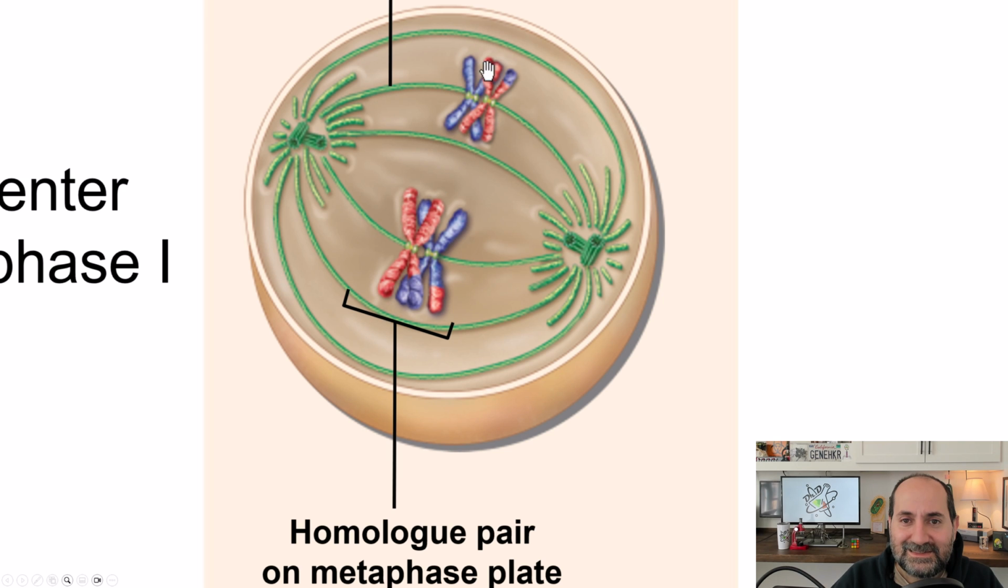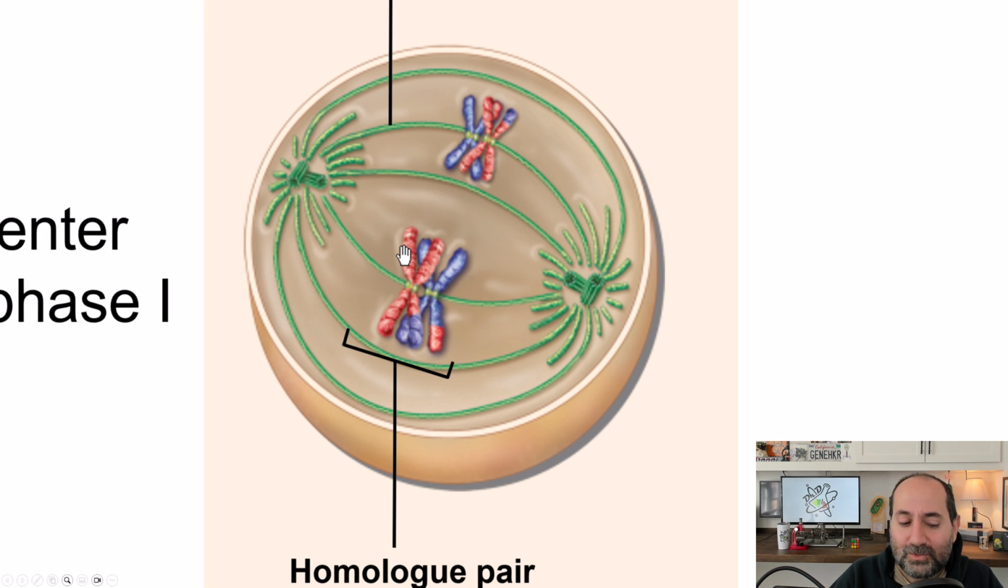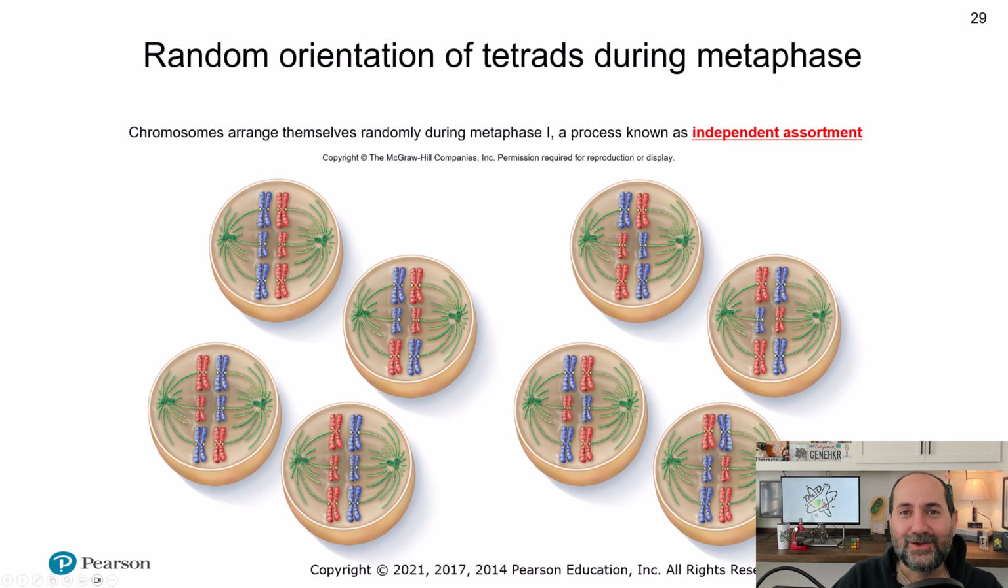And it's these tetrads that line up down the center of the cell. But there's a little more to it than that. So let me give you a little more detail about what's going on and exactly how they're lining up at the center of the cell, because that's important to understand. All right, so at this point, a human cell in metaphase I would have 23 tetrads.